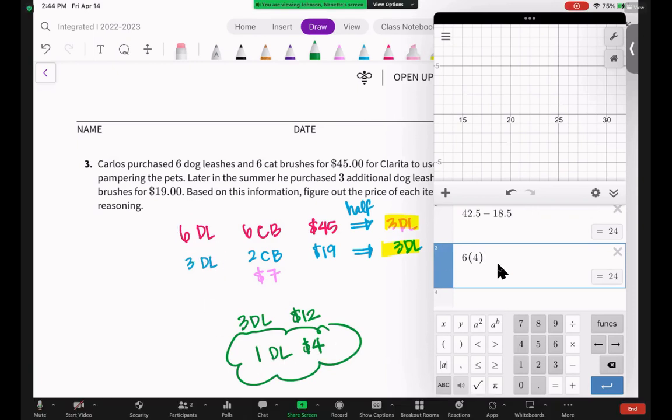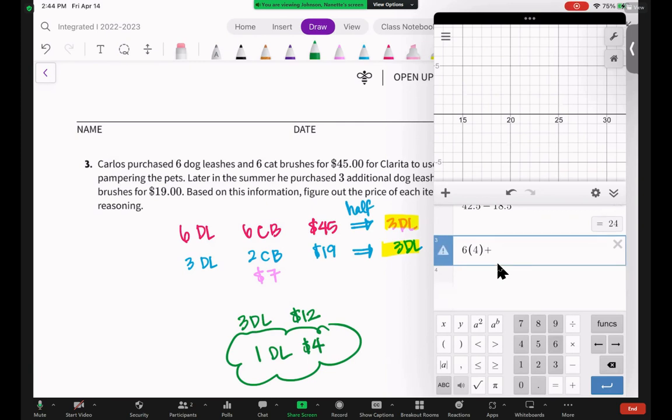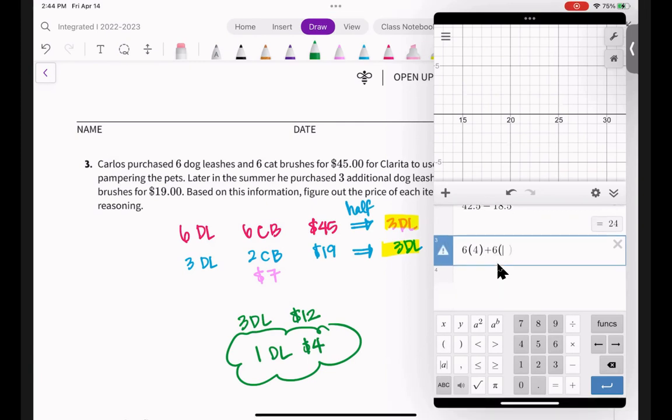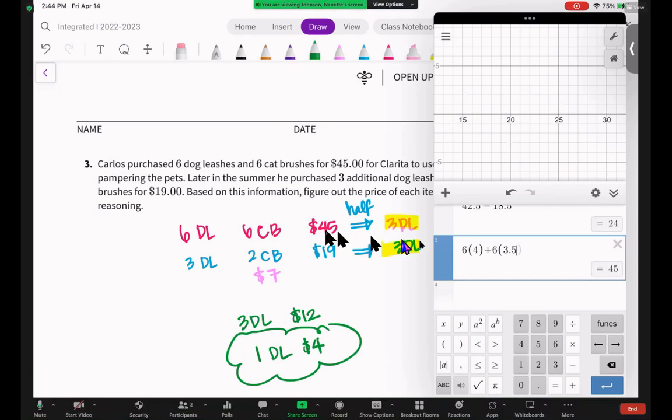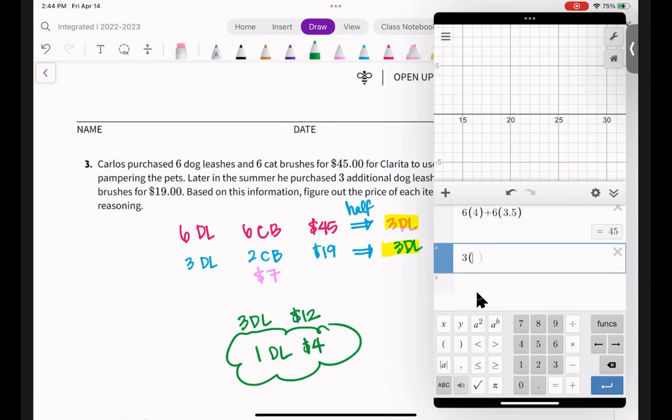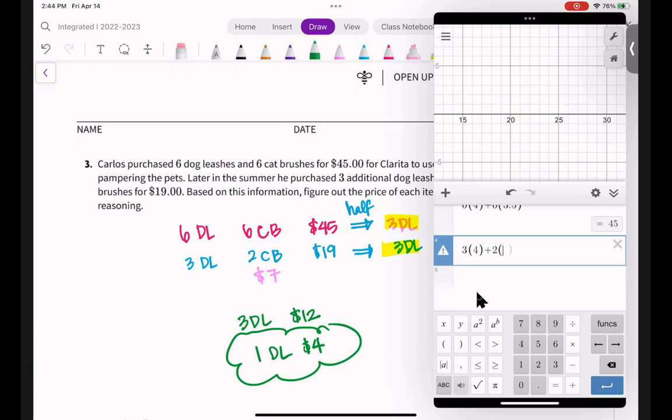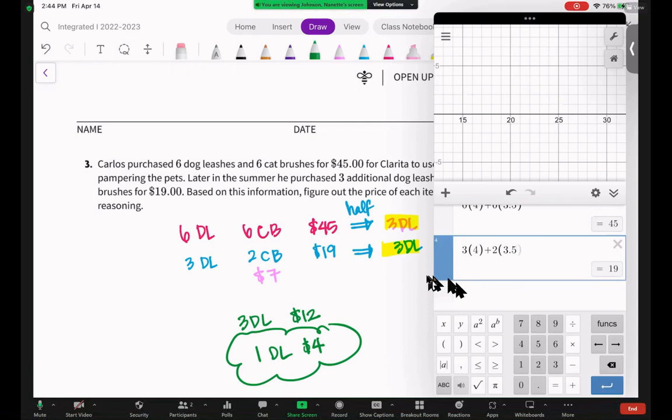So 6 dog leashes, each one being $4, would be 6 times 4, plus 6 cat brushes, which each one is $3.50. It should give me $45, which it does. And then let me just check the second one just in case, right? And so this time I got 3 dog leashes for $4 each, plus 2 cat brushes. Cat brush is $3.50, and it should be $19, which it is. And so this is how you're checking your answer.